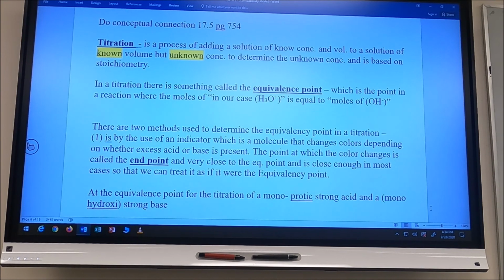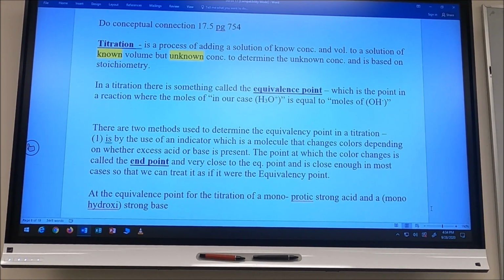Now, I think this is a good place for me to stop because the next thing we're going to talk about is titration, and I want to do titration as its own kind of unit. So this is where we'll stop. We'll pick up here next time.